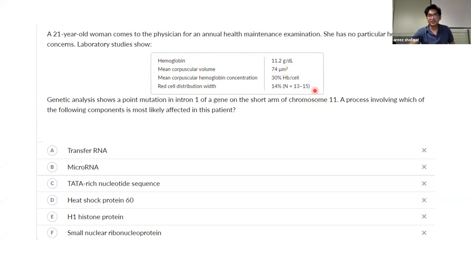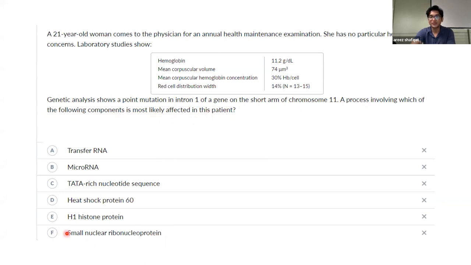My tip for you would be not to focus too much on these values here. They don't mean much. All right. It's F. Is it F? Right. Exactly. So all you need to answer this question is basically this part. Genetic analysis shows a mutation in intron 1. A process is involved. Which of the following components is most likely affected in this patient?